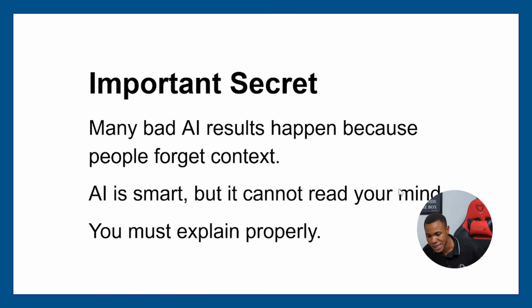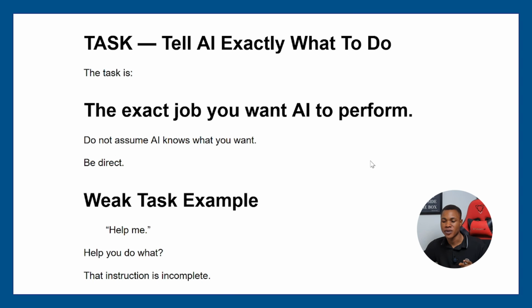Is that okay? Now, many bad AI results happen because people forget context. You forget to tell the AI what you do. That is very important. AI is smart, but it cannot read your mind. You must explain properly, and it's very, very important.